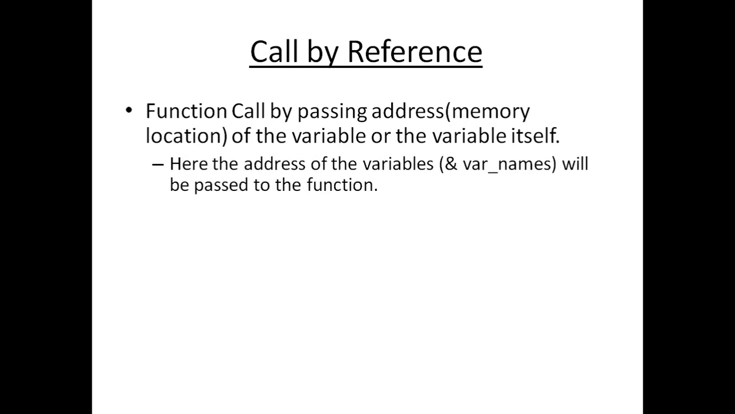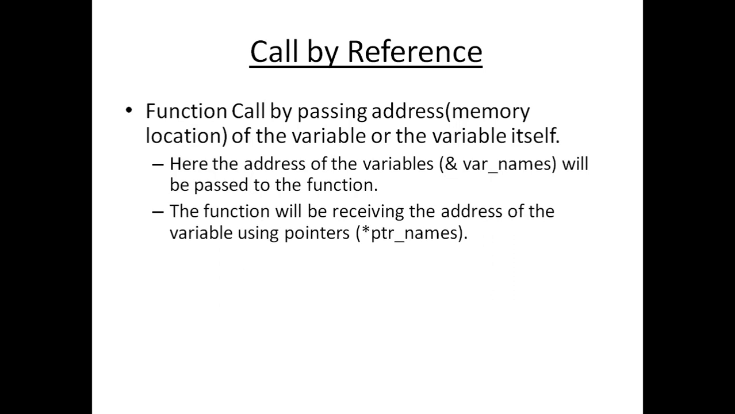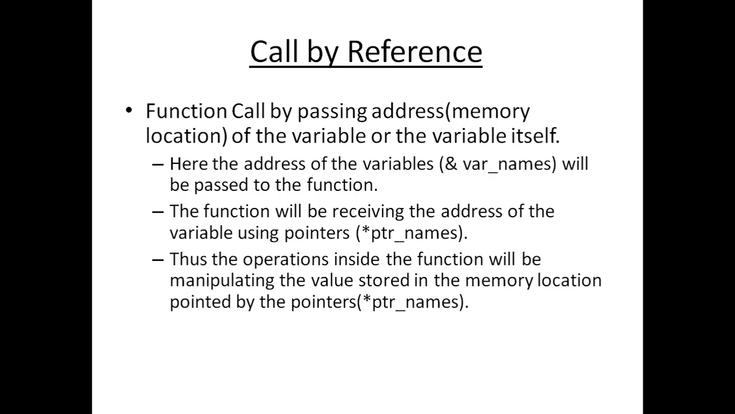Here the address of the variable will be passed to the function. The function will be receiving the address of the variable using pointer names. This star is called the dereferencing operator. We have seen it in the last presentation. Ampersand, the and sign, is the referencing operator, which gives the address. When we use an asterisk or a star, it is the dereferencing operator. So when I say star ptr_name, it basically means that whatever address is stored in ptr_name, the value at that address is getting accessed. We have clearly explained what it is in the last presentation.